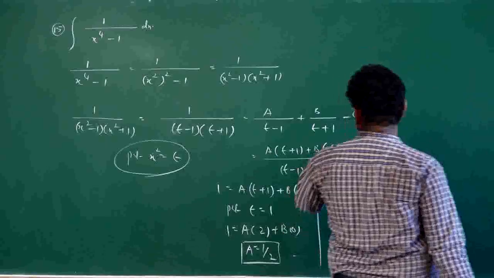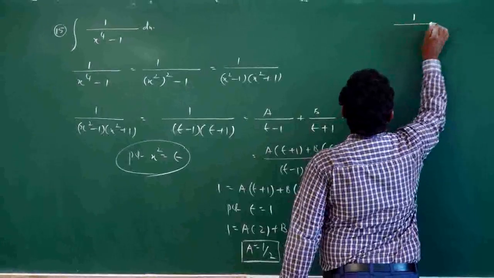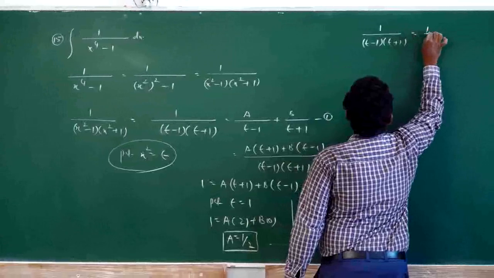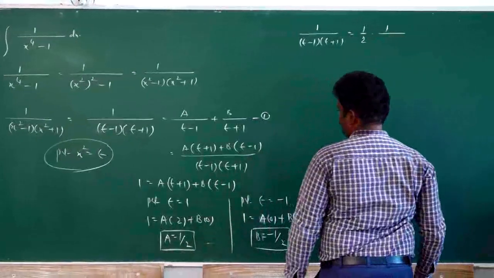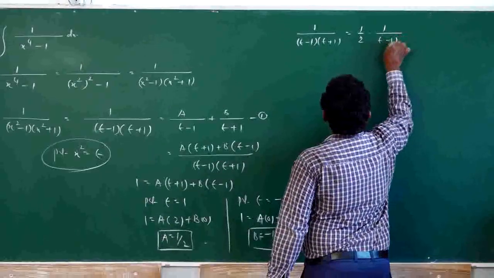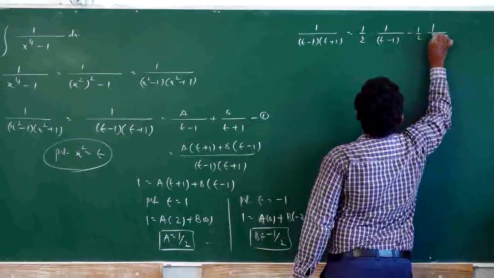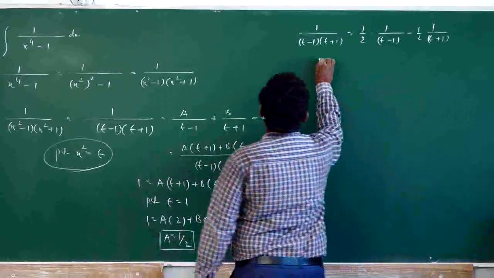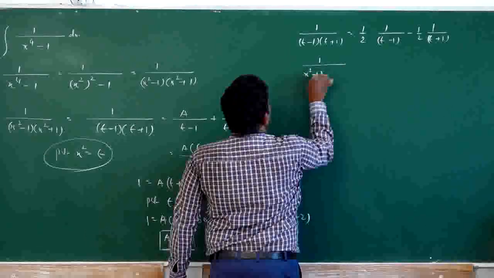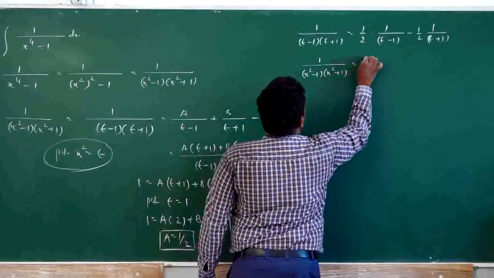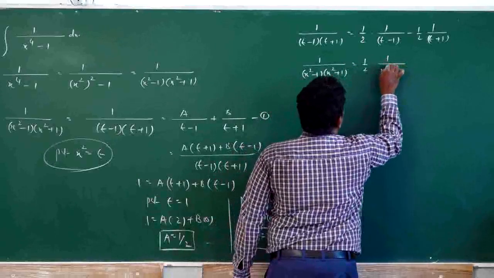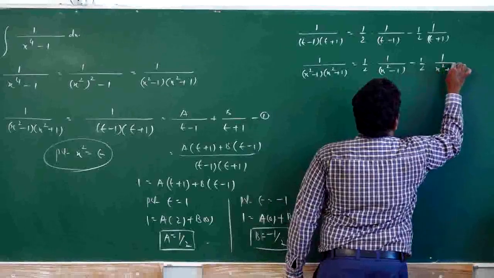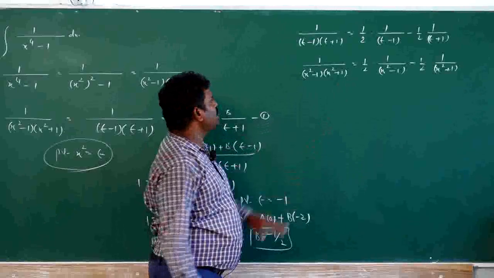Now if you substitute these values in equation 1, what would happen here? 1 by t minus 1 into t plus 1 is equal to 1 by 2 into 1 by t minus 1 minus 1 by 2 into 1 by t plus 1. But actually t is equal to how much? x square. So that's why we have 1 by x square minus 1 into x square plus 1, equal to 1 by 2 into 1 by x square minus 1 minus 1 by 2 into 1 by x square plus 1. Now we are applying the integral on both sides.